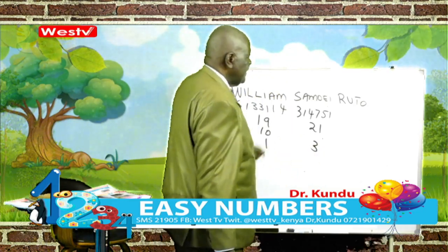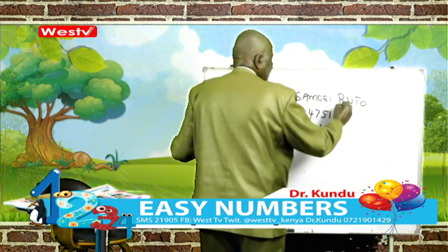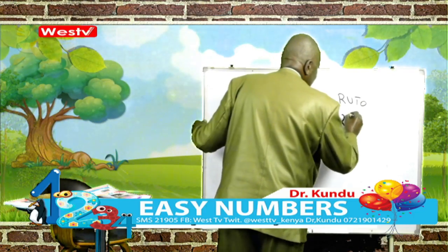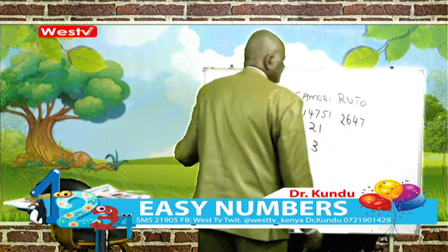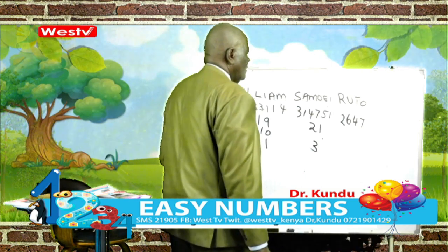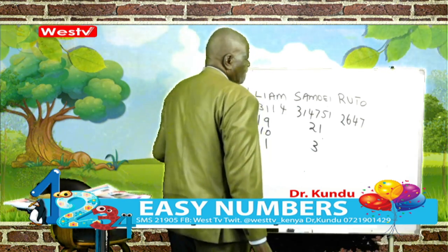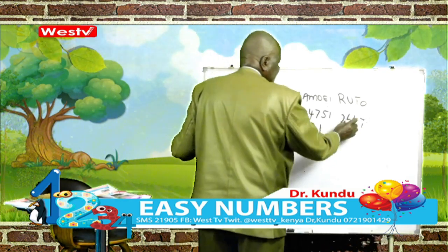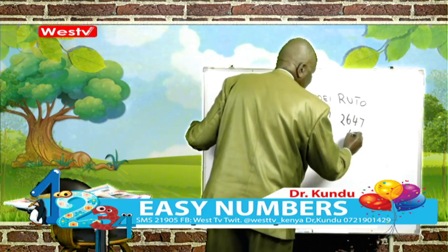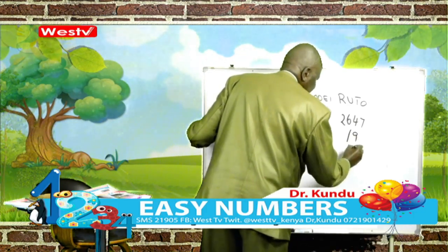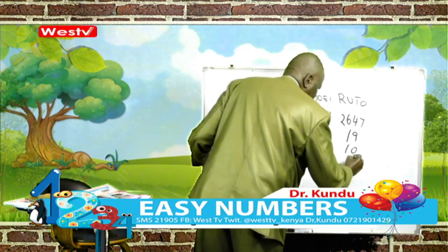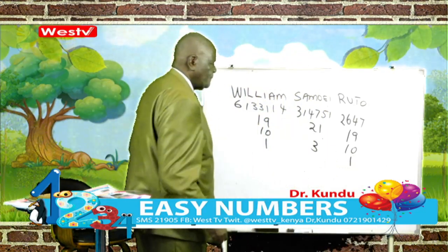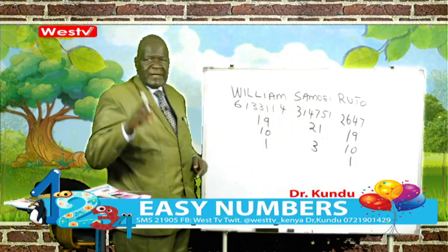The final name is 2647. Now, this is again compound 19, which reduces to compound 10 and ends up to single 1.